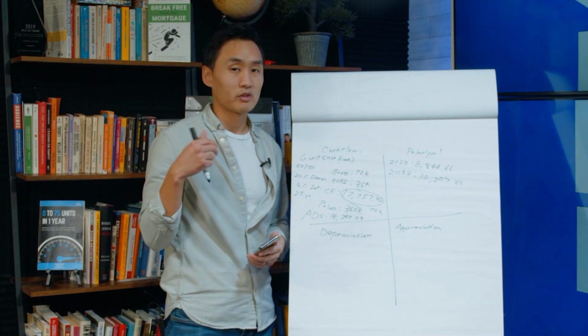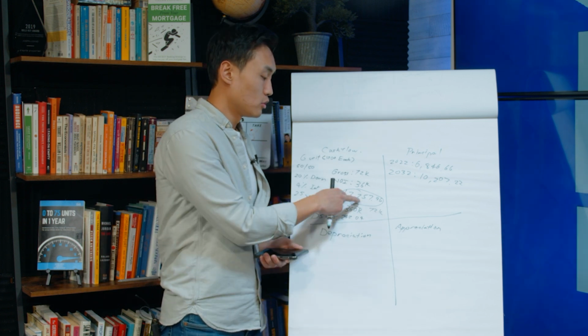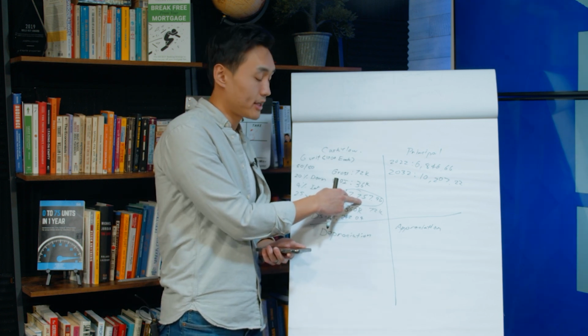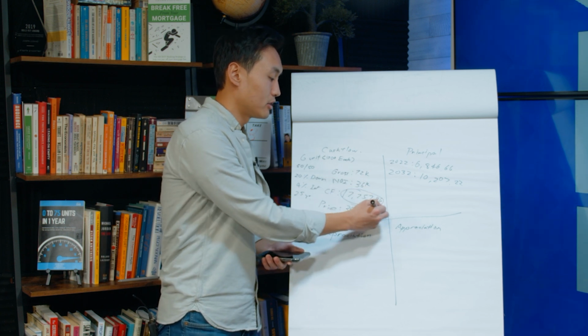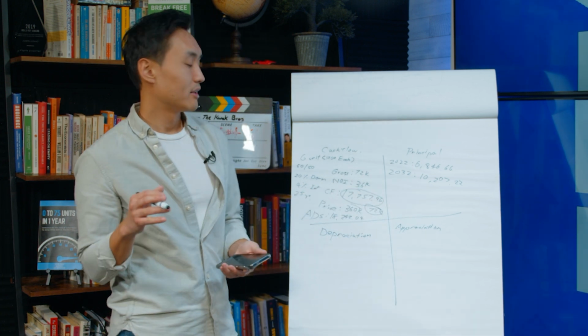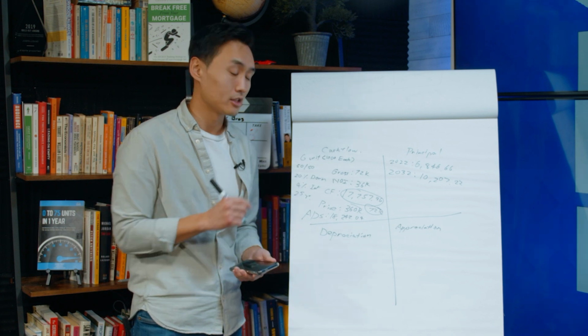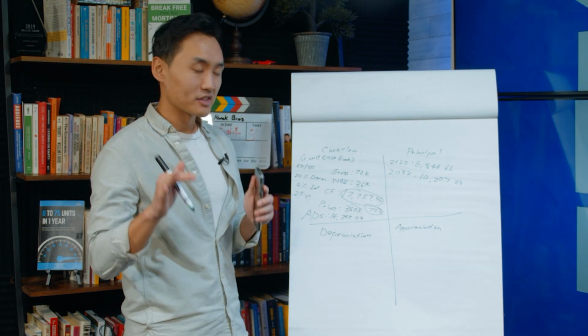Now, if you want to come up with your cash on cash return, you take this number, which is your yearly cash flow, and you divide it by 72,000, which is your investment that you made to obtain this property. But of course, we don't stop just there.